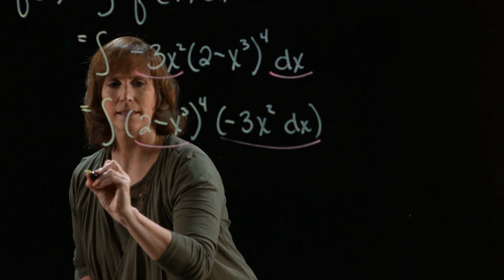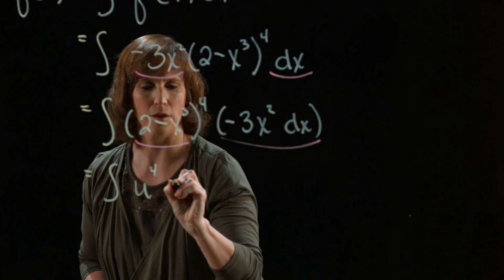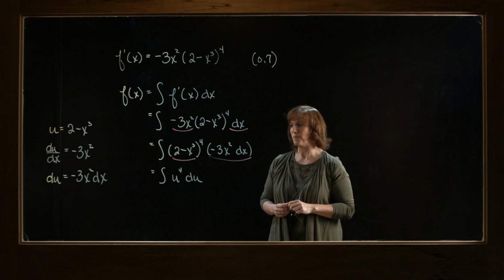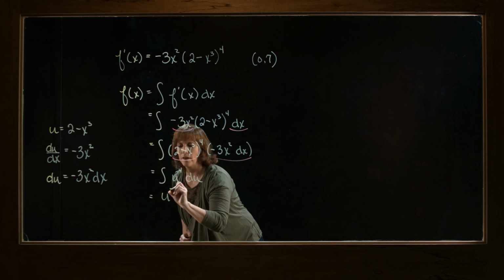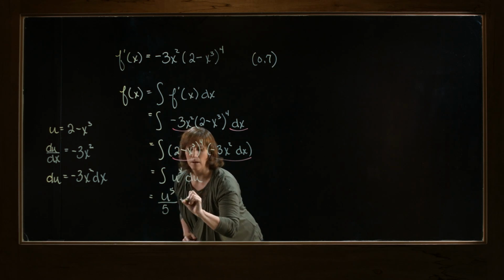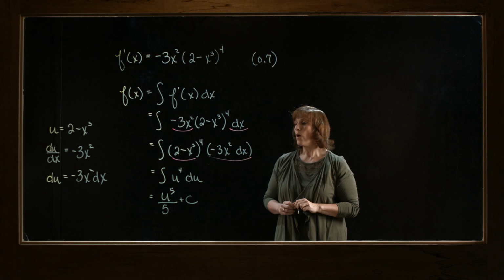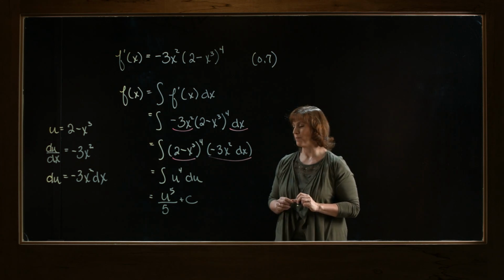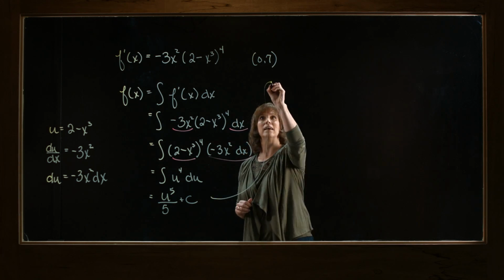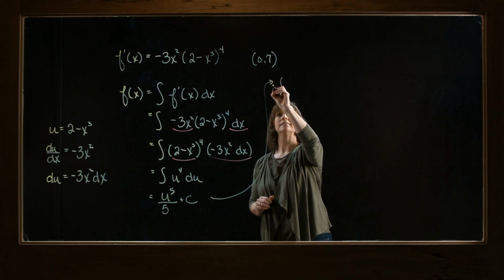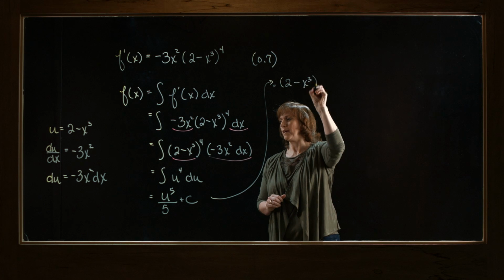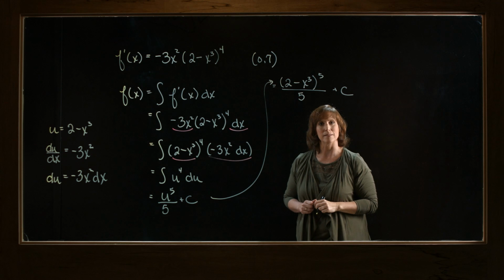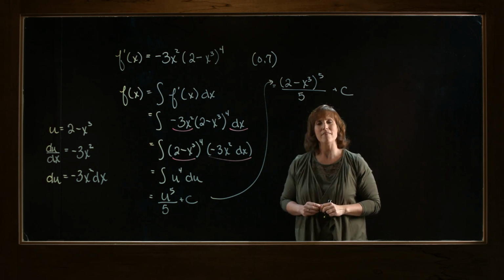So I can write this as the integral of u to the fourth du. Now integration's easy. I have u to the fifth all over 5 plus a constant. Well, integration is done, so there's one last thing I need to do, and that is to get my x's back. So I can write this as 2 minus x cubed to the fifth power all over 5 plus my constant.